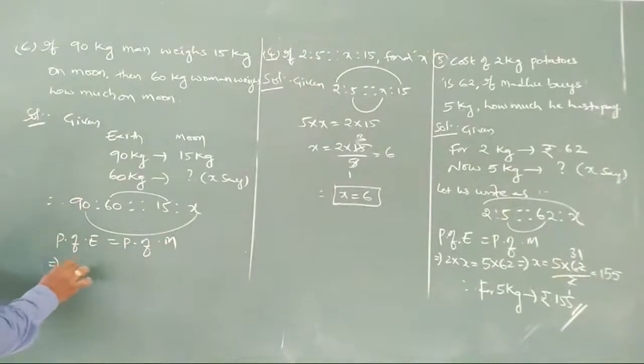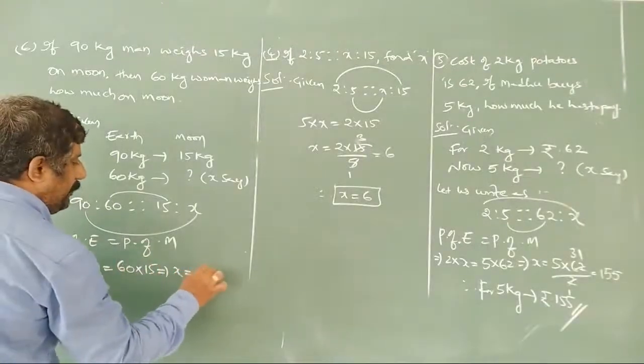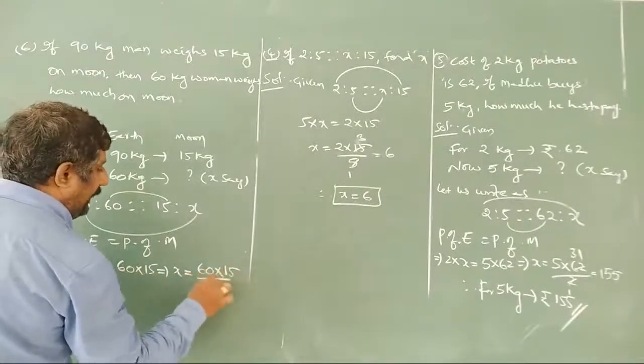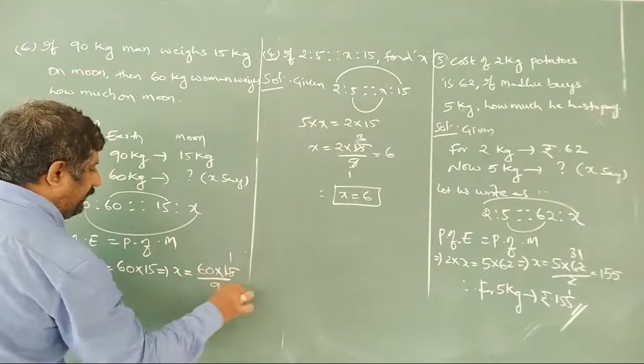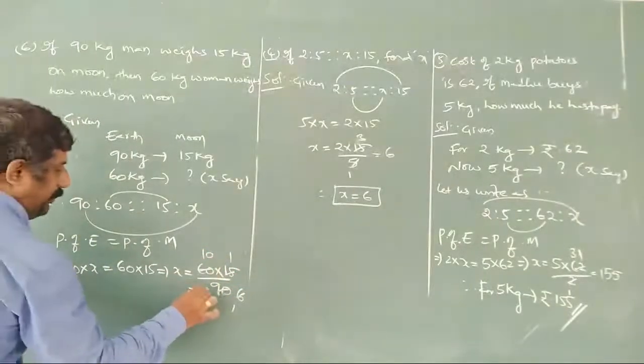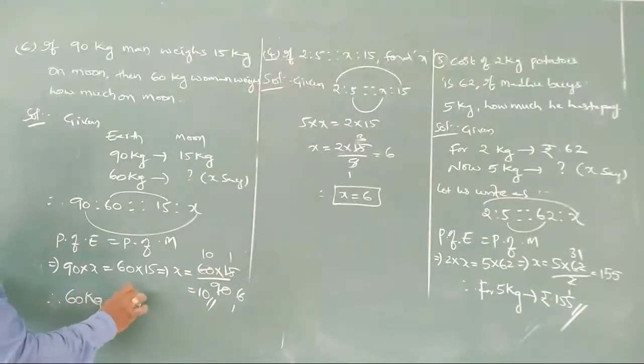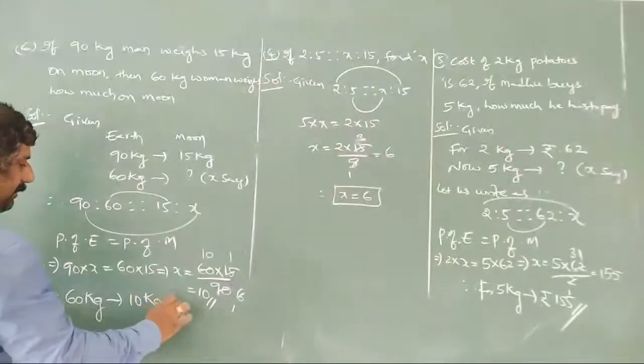So 90 into x is nothing but 60 into 15. This implies x is equal to 60 into 15 by 90. 15 ones are 15, 6 ones are 6, tens are... So therefore, what answer did we get here? 10. So therefore a 60 kg woman weighs only 10 kg on the moon.